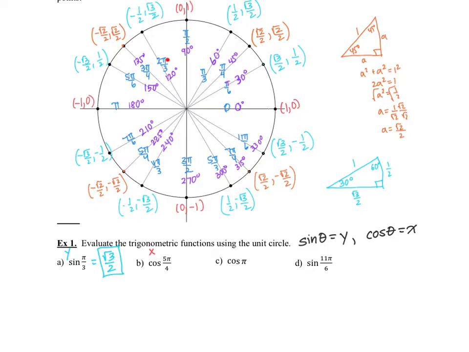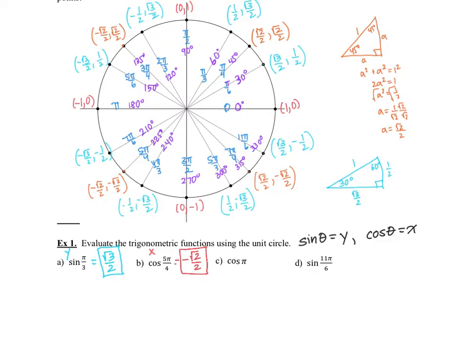Where's 5 pi over 4? There's 5 pi over 4. Okay, let me look at the ordered pair. Cosine is going to be the x-coordinate, so that's the first number right here, which means the cosine of 5 pi over 4 is actually negative square root 2 over 2.